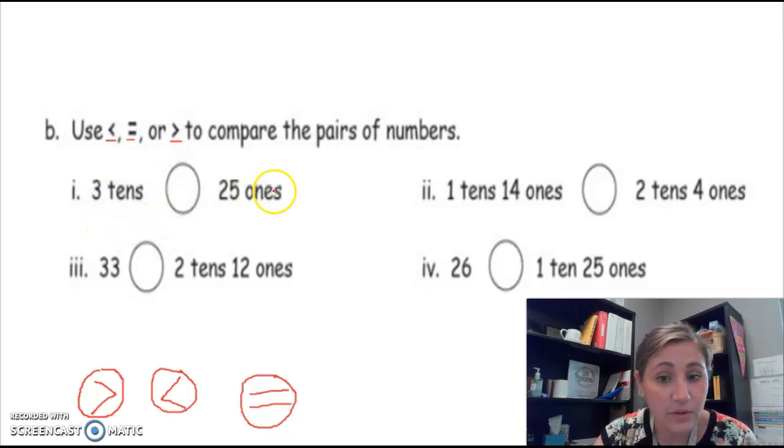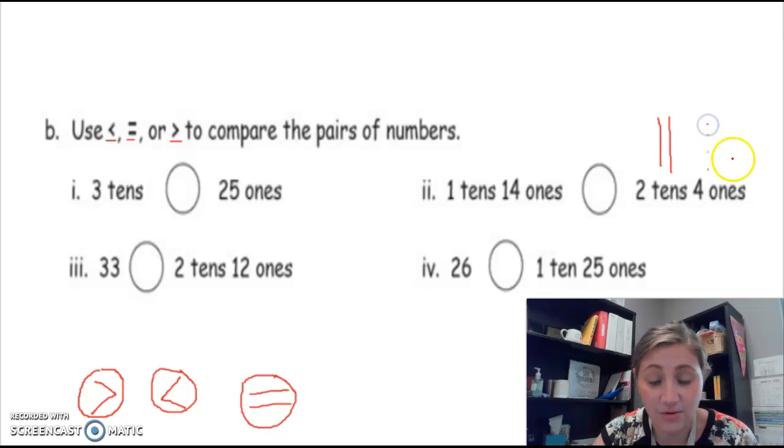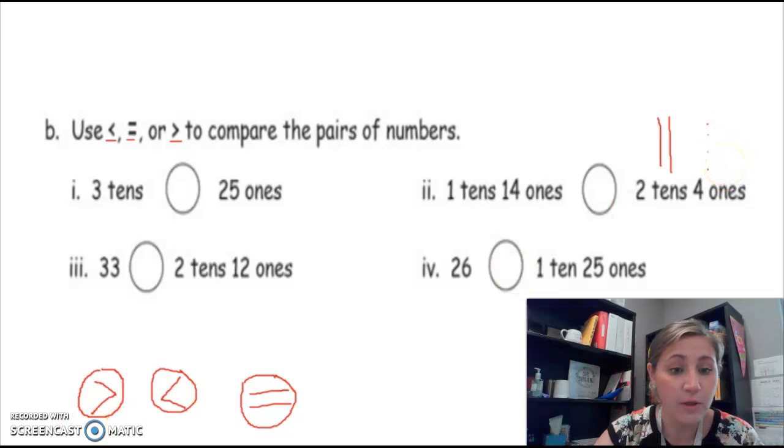They don't just give you numbers either. You're going to have to figure out what it is. So over here for 1 ten and 14 ones and 2 tens and 4 ones, you could draw 2 tens and 4 ones if you don't know what that is, okay? Use your smart brain to help you. Good luck.